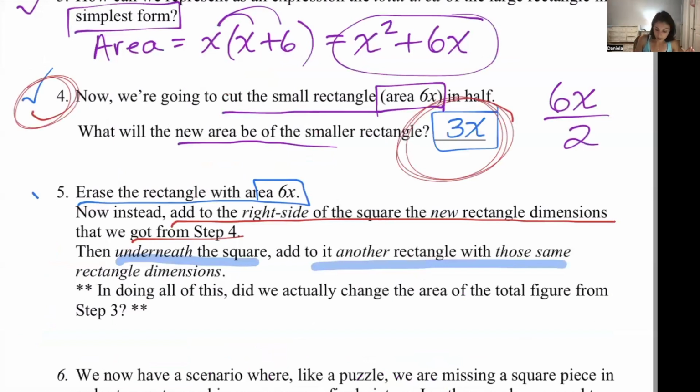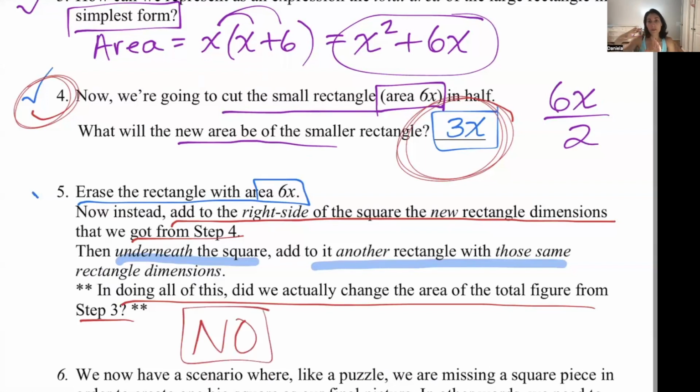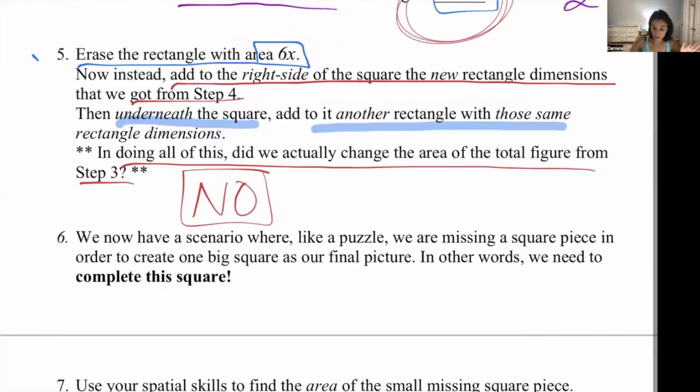This asks, in doing all of this, did we actually change the total area? No. We cut it in half, but think of it as puzzle pieces where we just moved the other half down below. Again, this is in my worksheet if you want it, link below.